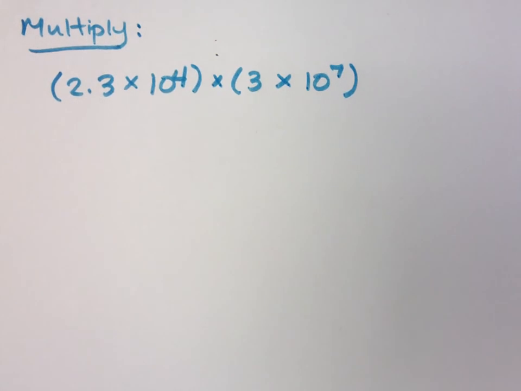Let's do 2.3 times 10 to the 4th times 3 times 10 to the 7th.